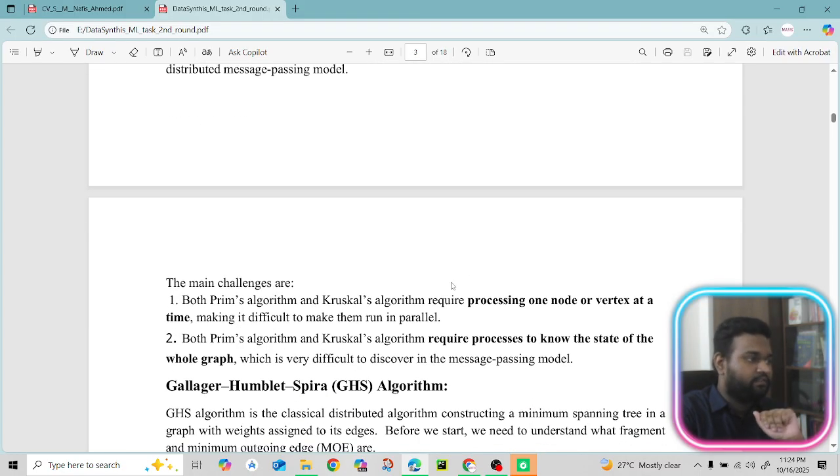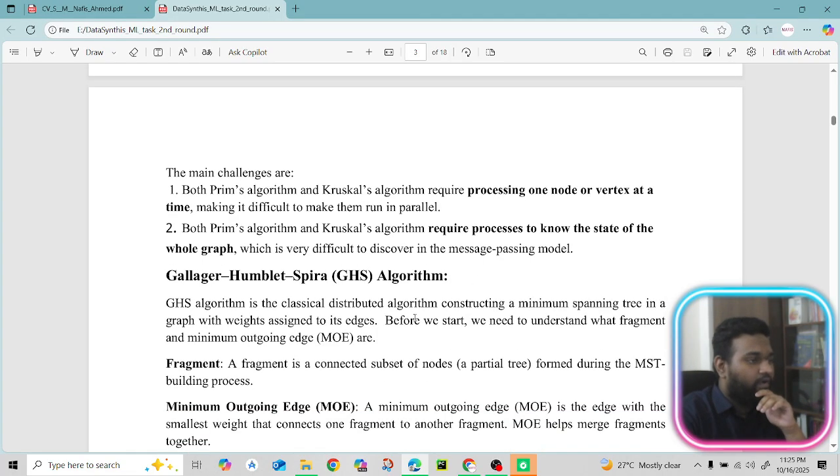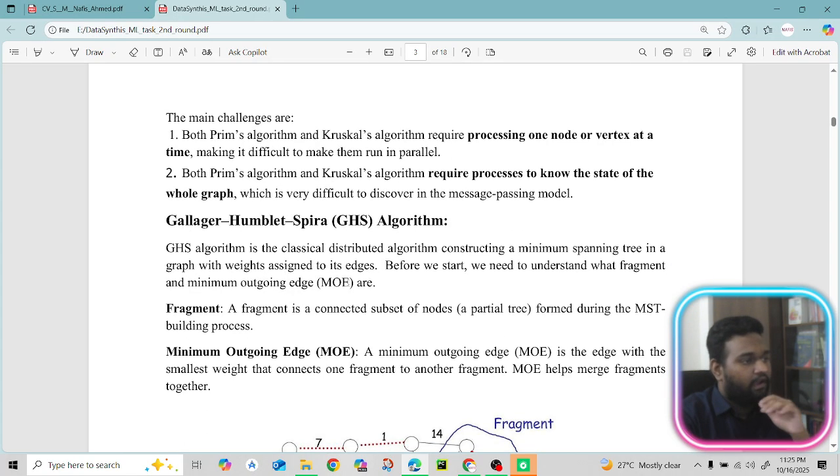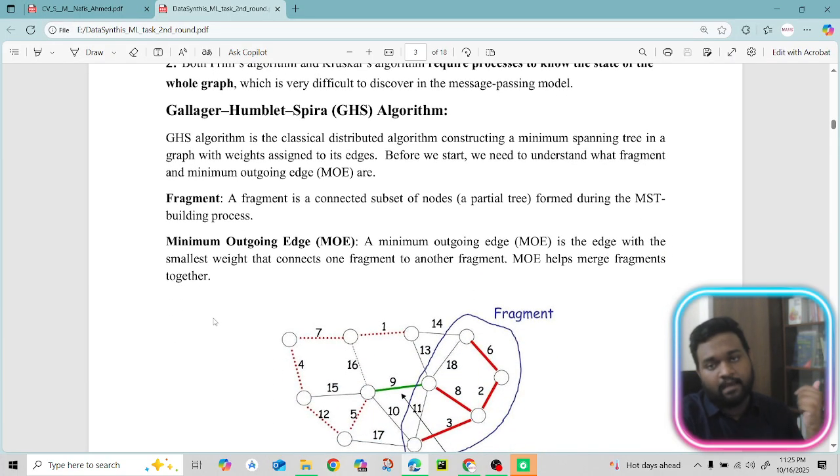The two main reasons are both algorithms process one node or vertex at a time, and also they require the process to know the state of the whole graph. It's not always possible to know the state of the whole graph at that time. So these problems are mitigated using the GHS algorithm. I will go there, but before going there, I'm going to talk about some basics. For example, what is a fragment, what is MOE.